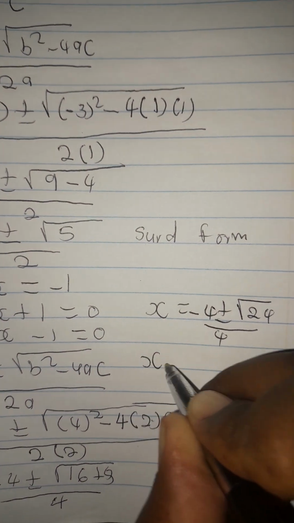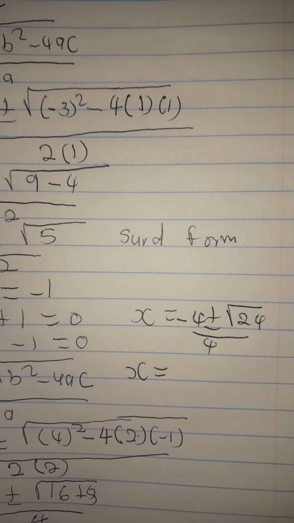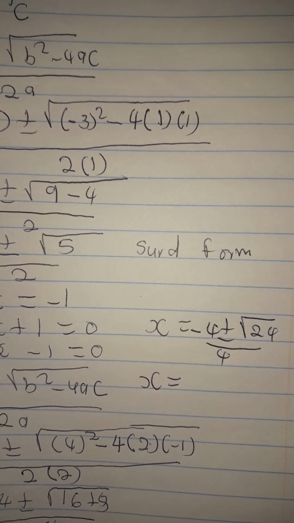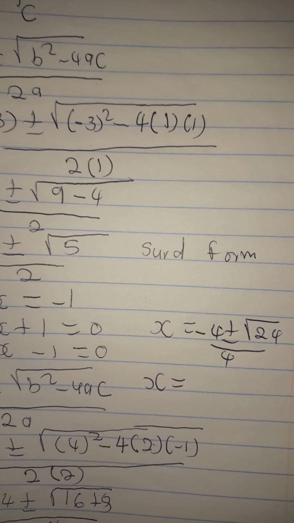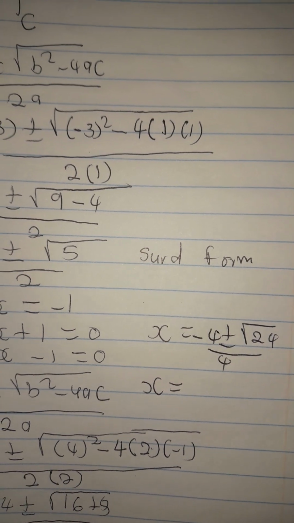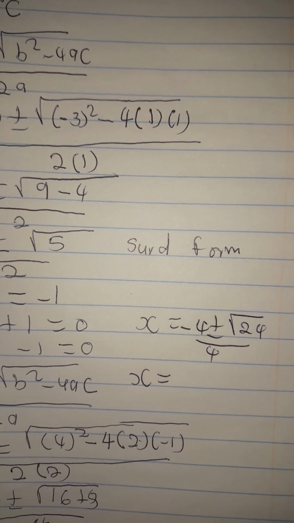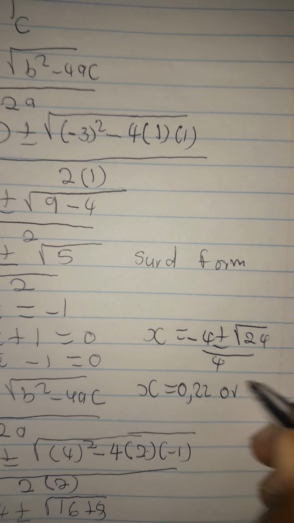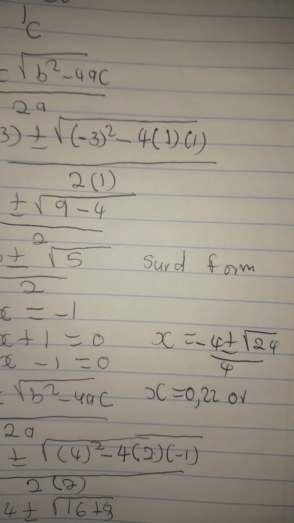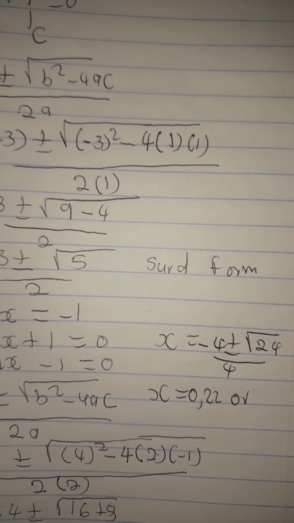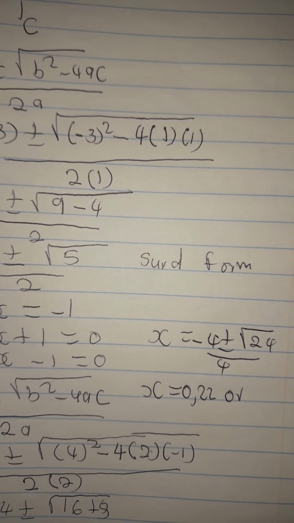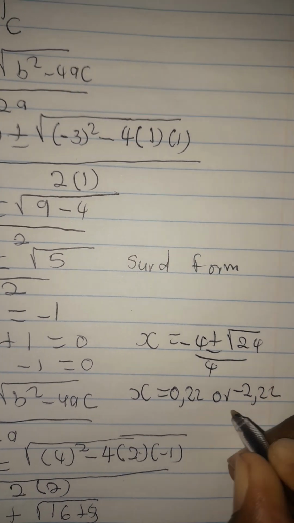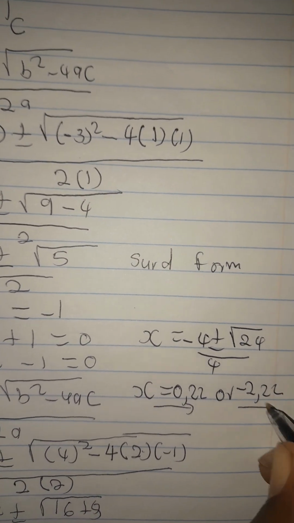Let's leave this solution correct to 2 decimal places. So negative 4 plus the root of 24, divided by 4, correct to 2 decimal places, will be 0.22. Or negative 4 minus the root of 24, divided by 4, we are getting negative 2.22 correct to 2 decimal places.